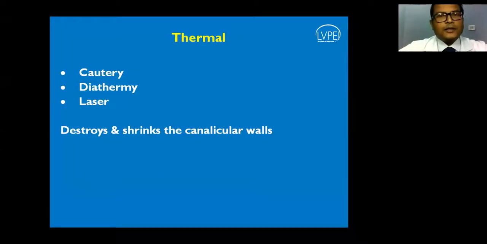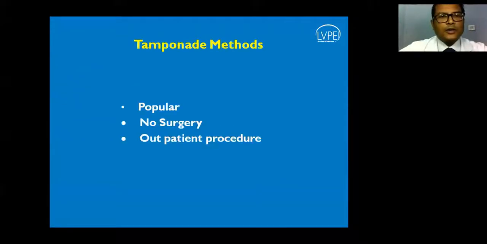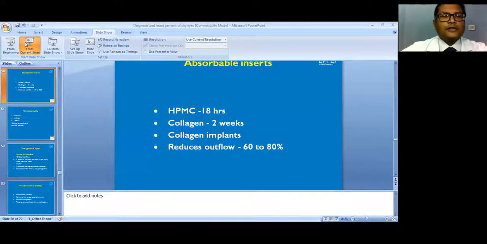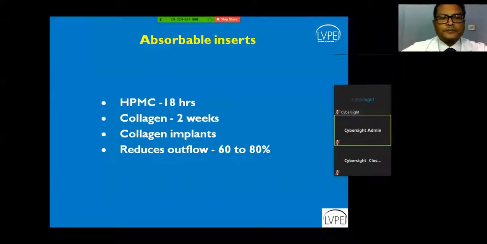So thermal punctal occlusion by cautery, diathermy or laser destroys or shrinks the canalicular walls. Tamponading methods are popular because no surgery is involved and it is commonly performed as an outpatient procedure. Absorbable inserts such as HPMC, collagen or collagen implants can also be used. HPMC stays for 18 hours, whereas collagen implants can last for as long as 2 weeks. It reduces the outflow by 60 to 80%.